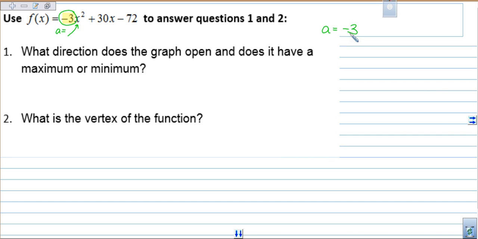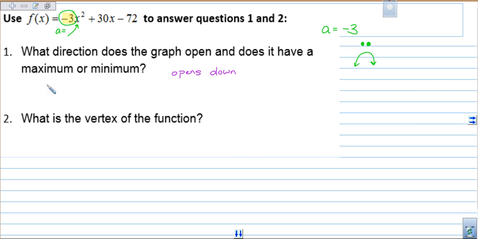So it's a negative. And try to put it in terms of stuff that you know. Do negative things make you happy, or do negative things make you sad? Negative things make you sad or make you frown. So we're going to have a frowny parabola. If you look, it makes you sad. So it's going to open down.